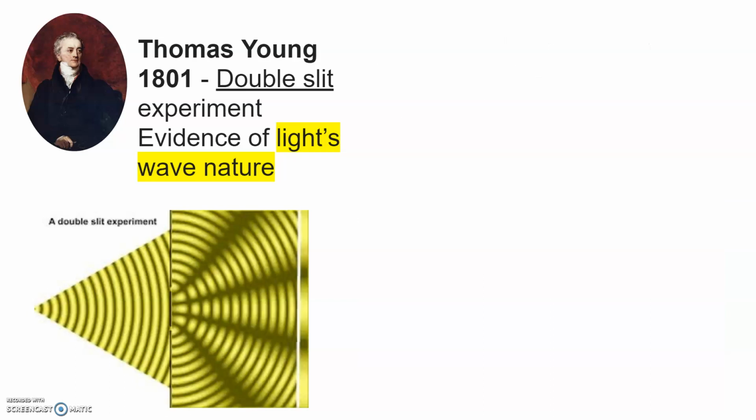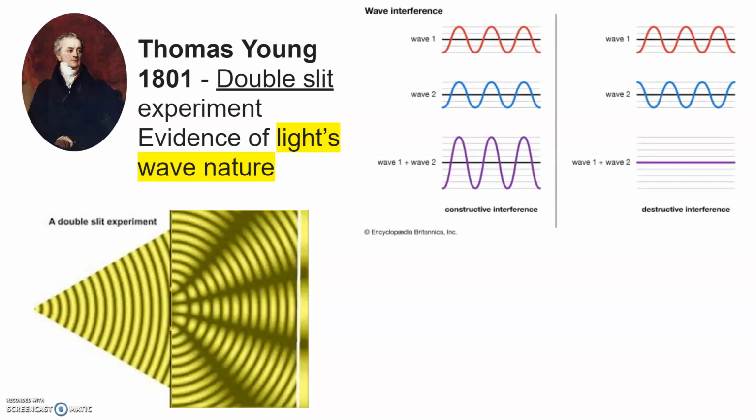So what did his experiment show? Essentially what he did was he shined light through two separate slits, and the pattern that emerged was a band of brighter light and then a darker band, so alternating bright and dark bands. And he concluded that this must be due to constructive and destructive interference.